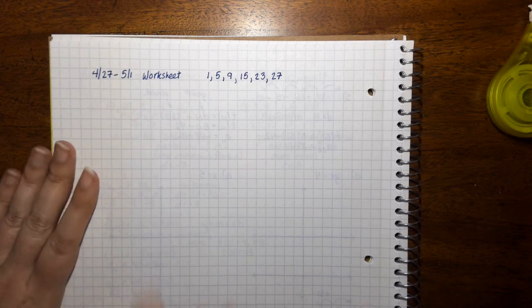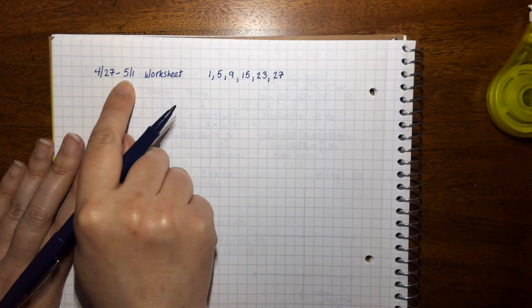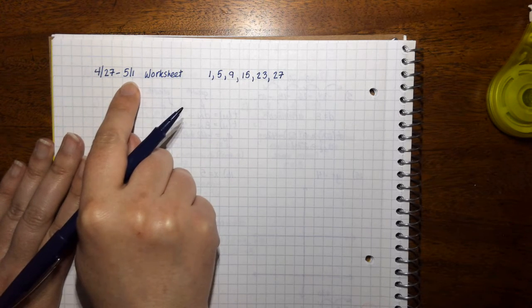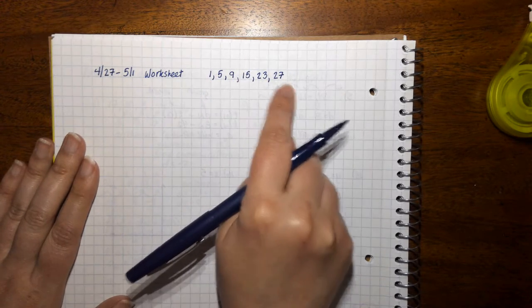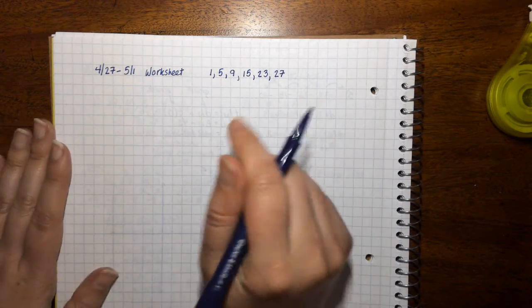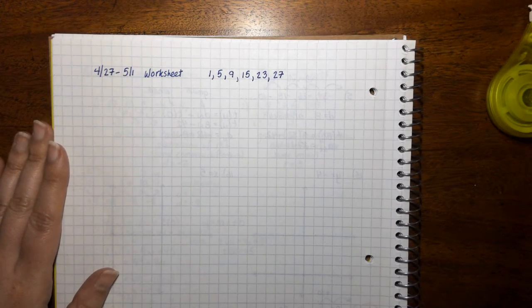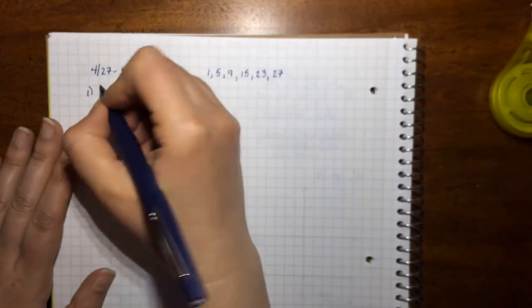Hope you're doing great. I am going to do a video for you for the 4-2-7 to 5-1 worksheet. I'm going to do these problems 1, 5, 9, 15, 23, and 27 because I feel like it's one of different types to help you get going on the others. Okay, number 1 is review.